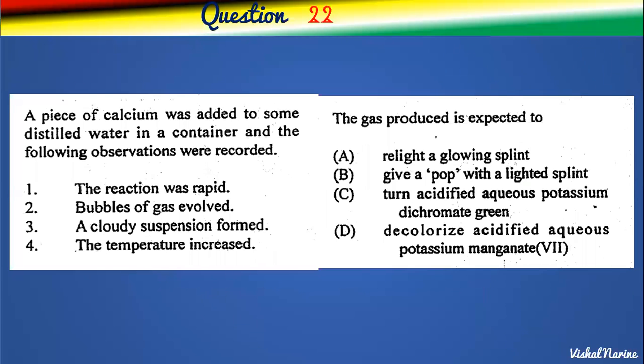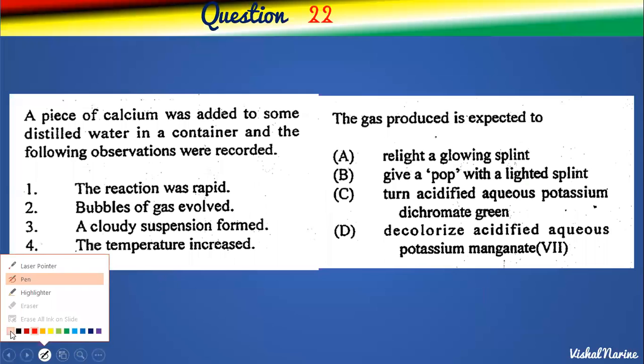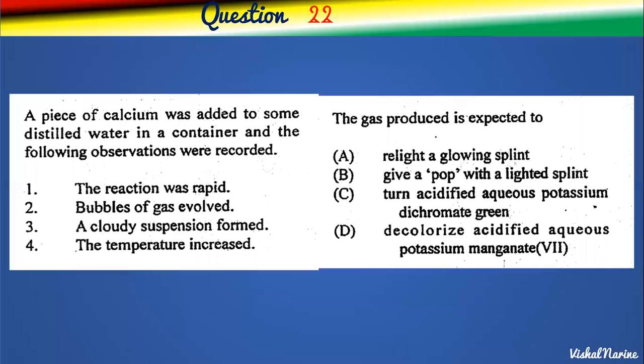But going on to 22. So the question reads, a piece of calcium was added to some distilled water in a container, and the following observations were made. So let me just write out the equation, and then we can relate to that. So calcium plus water will give you calcium hydroxide plus hydrogen gas. You don't need to balance the equation, but just for revision's sake, whenever you review and like this video, you need to place 2 in front of the water to balance the equation.